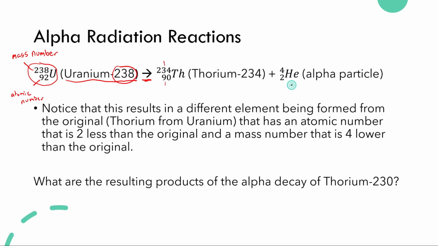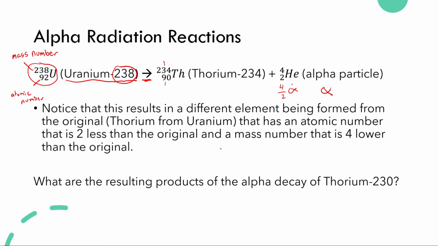Occasionally, you'll see that alpha particles are also written as 4,2 alpha or just alpha. I'm always going to write them as He just because it's a little bit simpler, but they can be written with the alpha symbol instead.